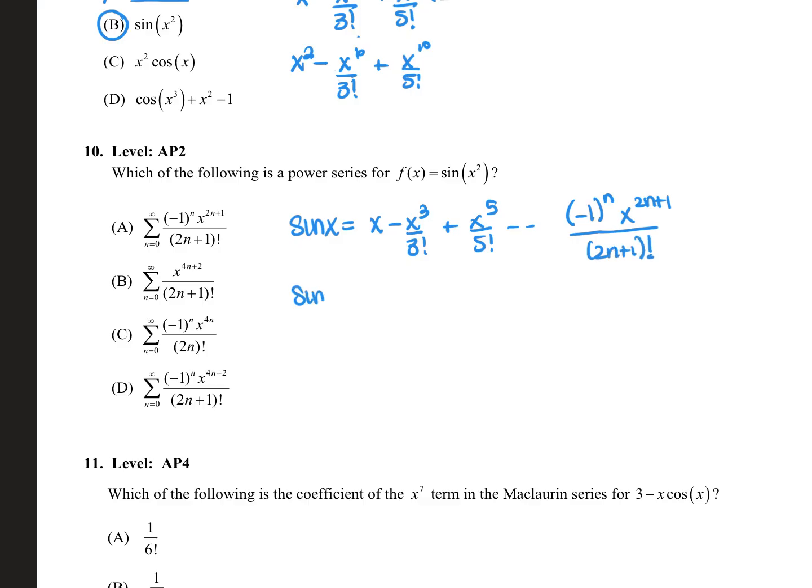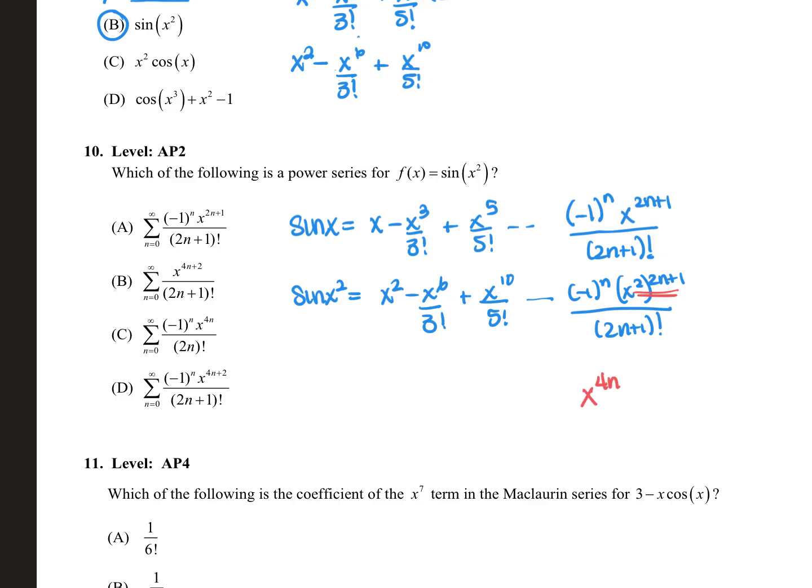Now we're going to plug in x squared. So we have an x squared here, there, to the 10th. So this is going to be x squared to the 2n plus 1 all over 2n plus 1 factorial. Here we have a power to a power, so you're going to multiply. So it's going to be 4n plus 2. So that's not 4n plus 2. This is not 4n plus 2. This one does not alternate, so it has to be that one.